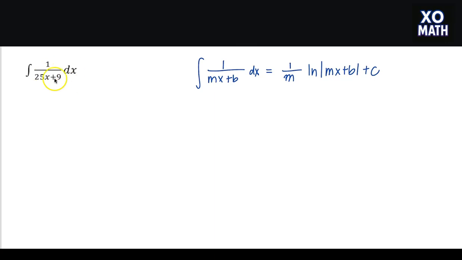So that's exactly what I have here, 1 over a linear function. So it's going to become natural log, but what has to go in front is 1 over the slope. 1 over 25 natural log of the absolute value of the line, 25x plus 9 plus c.